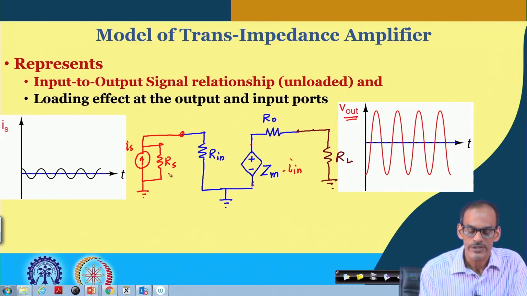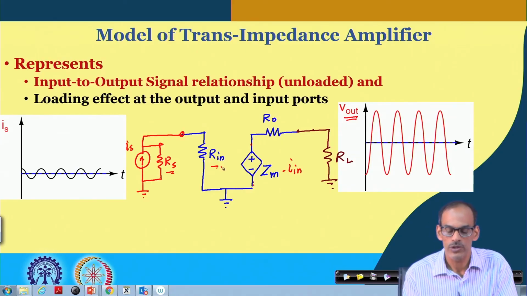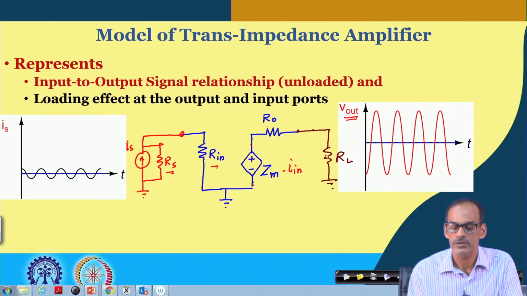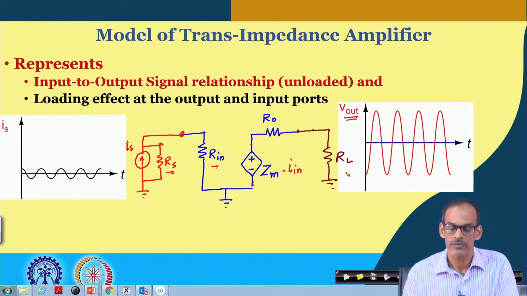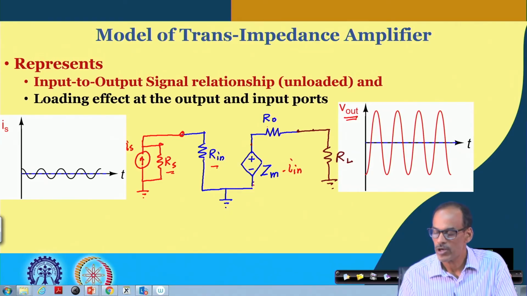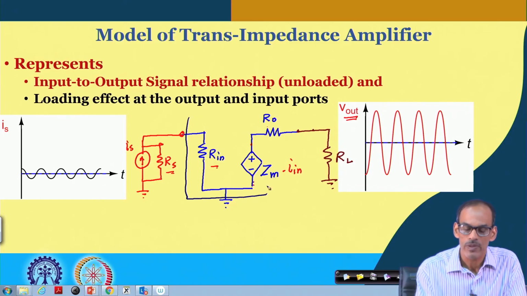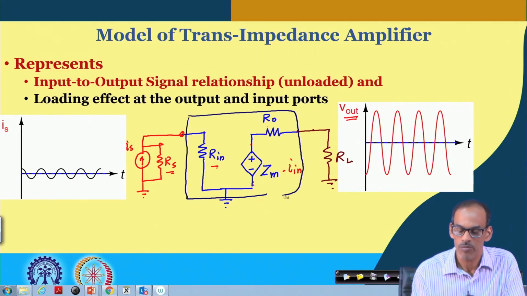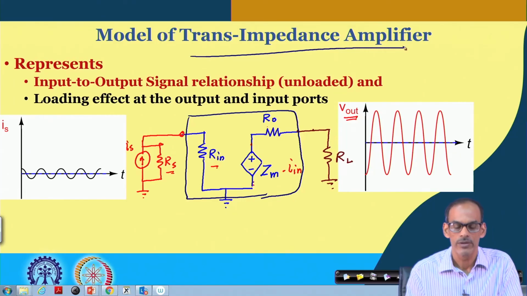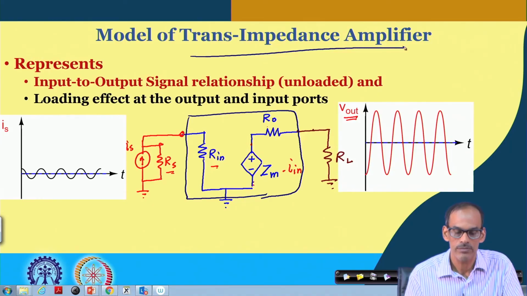So, again this R s and R in are providing the loading effect at the input port, and R o, along with this finite value of R L, is providing the loading effect at the output port. So, the model of what we are seeing here, basically this part, is the trans-impedance model of the trans-impedance amplifier. So, now we have 4 basic models of different types of amplifiers based on the signal type.